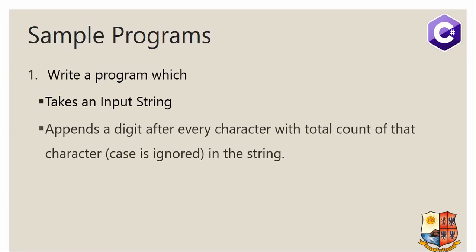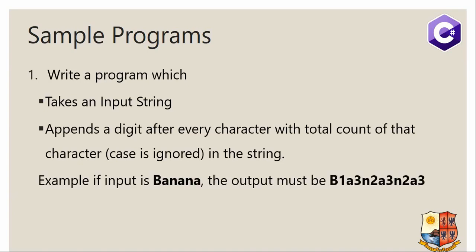Write a program which takes an input string and appends a digit after every character with the total count of that character. Case is ignored in the string. I think you have already worked it out. Let me try it in C# and we'll see how it goes. This is the input. If the input is this, the output should have, after every character in that string, the total count of that character in that string. For example, there are three distinct letters in the word given there: B, A, and N. B occurs one time, A occurs three times, and N occurs two times.